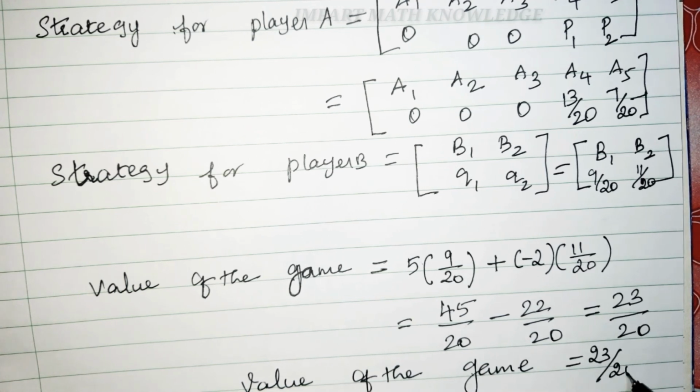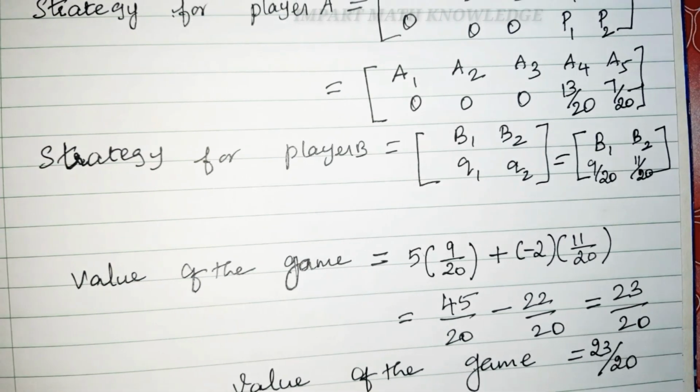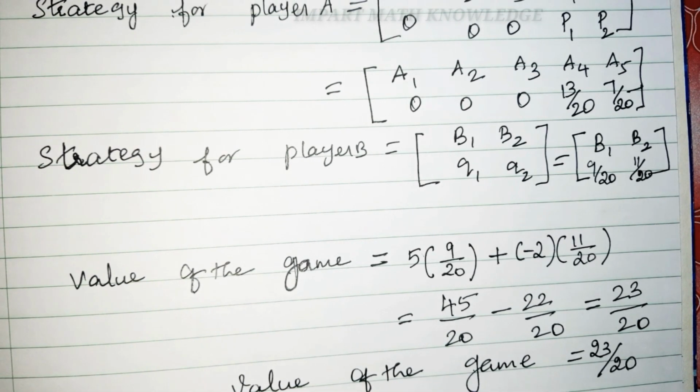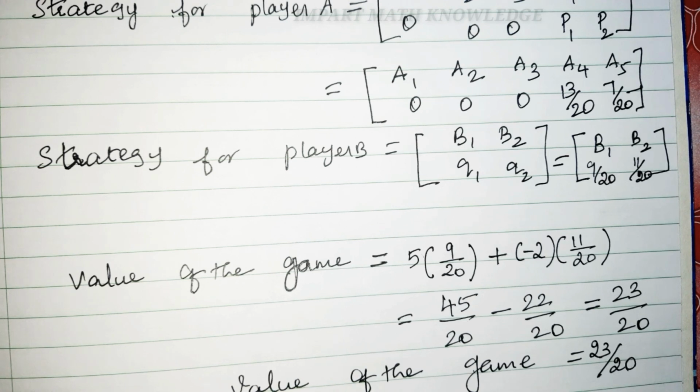In this way, you have to reduce the given game into a 2 by 2 game, and then you have to find the strategies for player A and player B. At last, you have to find the value of the game.